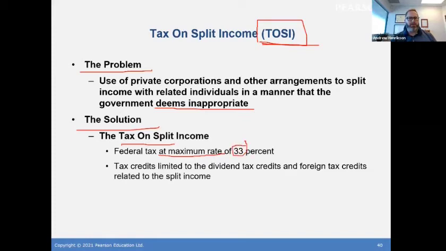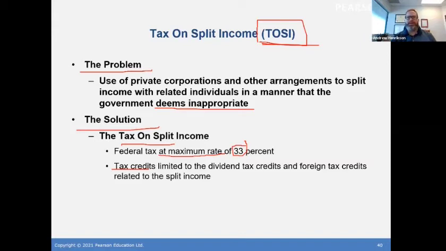Also, your tax credits are going to be limited to just dividend tax credits. So you can't apply any of your other tax credits against this income, even if you had them available. Sometimes you have more tax credits than you need and they just expire. You can't use them against this source of income.